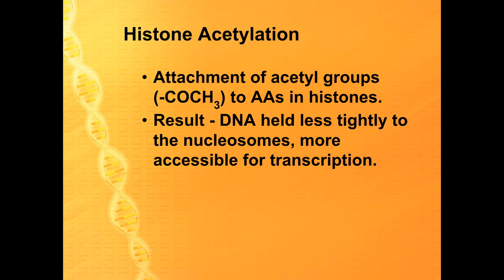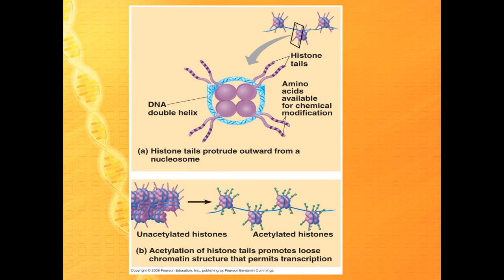So if these acetyl groups are attached to the histones, the DNA is going to loosen up in some spots. If it becomes more loose, it's easier for the polymerases and the different enzymes involved in transcription to access that DNA. If the DNA is held really tight to the nucleosomes and held really tight to those histones, then it's going to be physically blocked off. You just aren't going to be able to get to it to build RNA off of it.